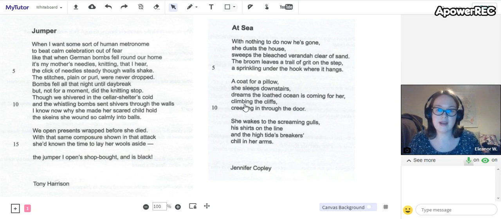In Jumper, it's important for us to consider that the break for the stanza shows a change in time as well as a change in meaning. It moves to the poet looking back to their past, and the final break before the last line places particular emphasis on the last line and makes us think that there's something different there.